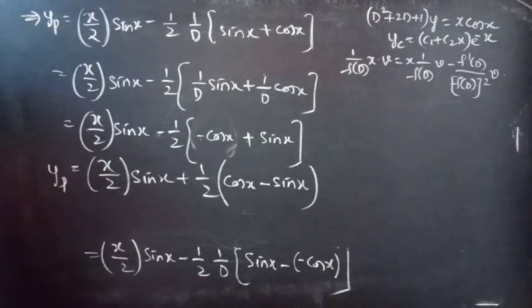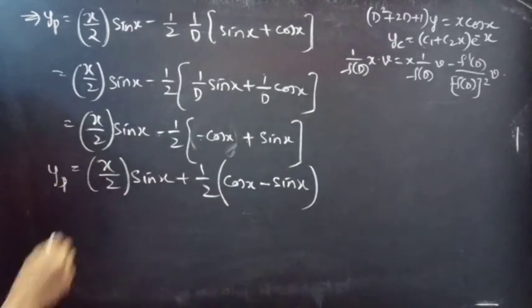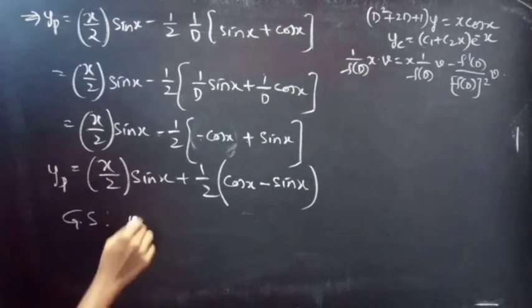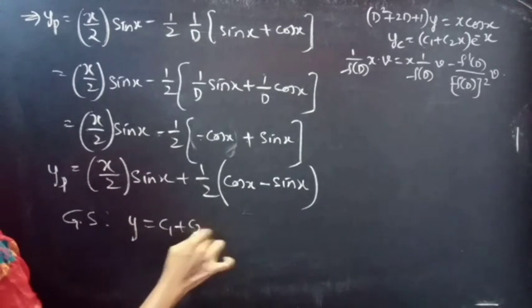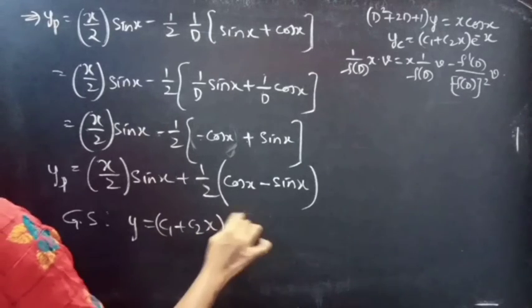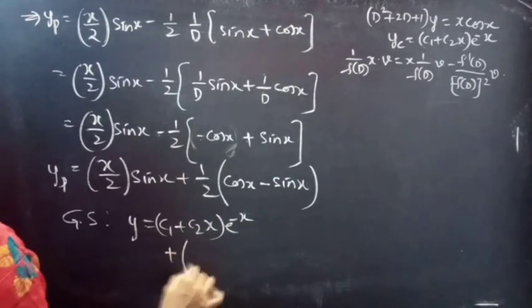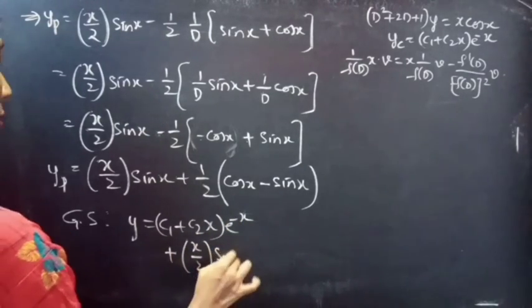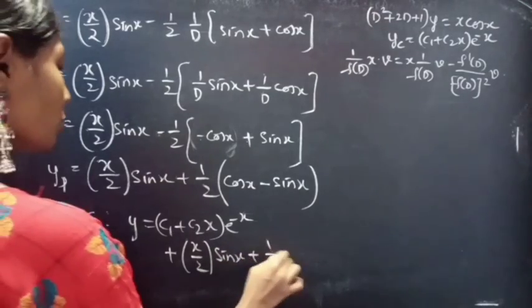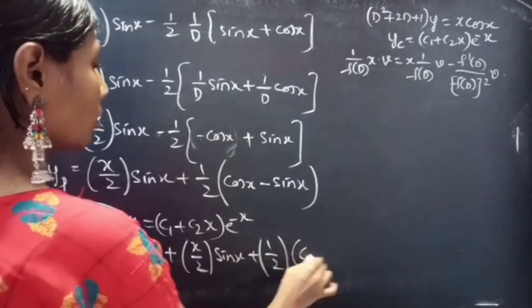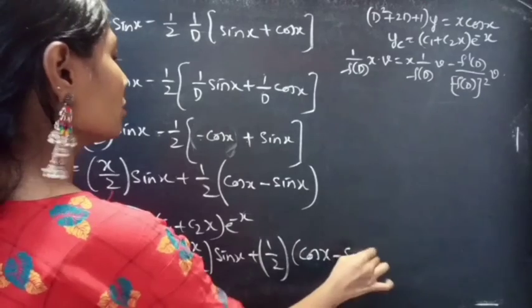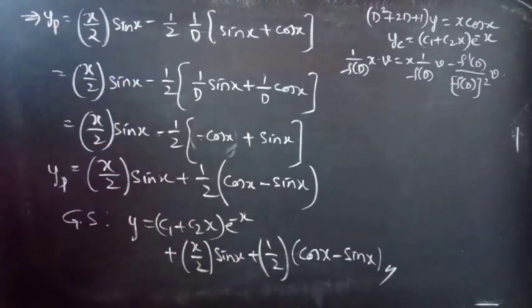Okay? And the general solution will be y equals c1 plus c2x into e power minus x plus yp, x by 2 sin x plus 1 by 2 into cos x minus sin x.